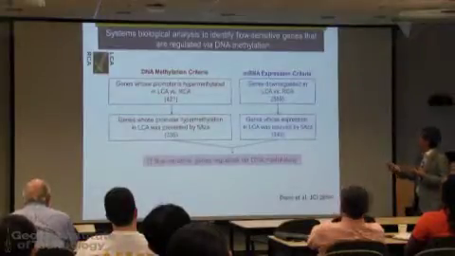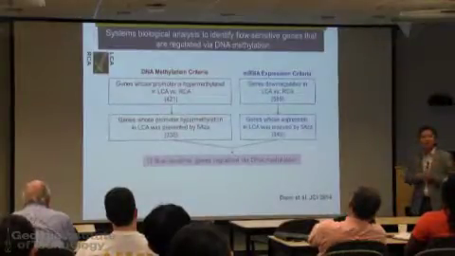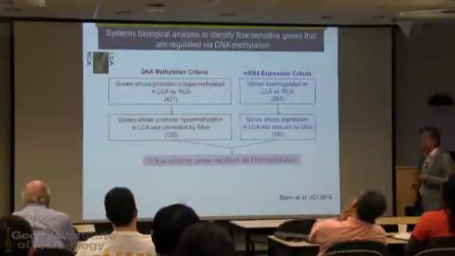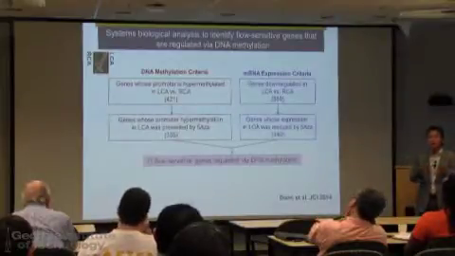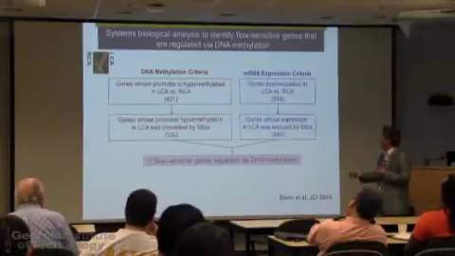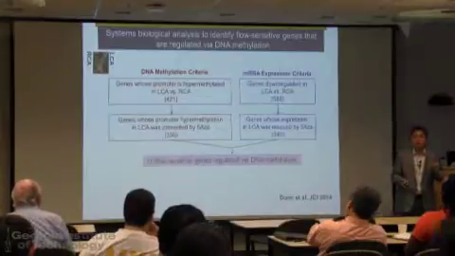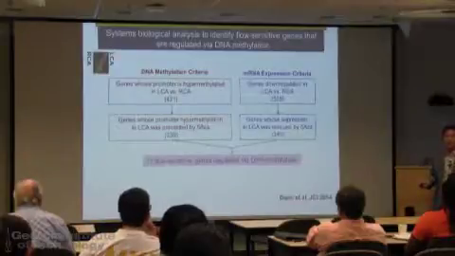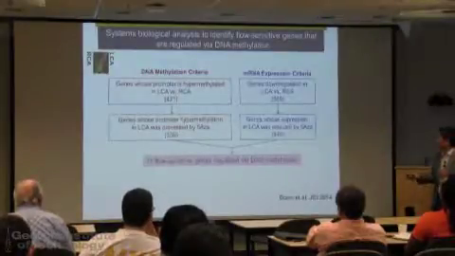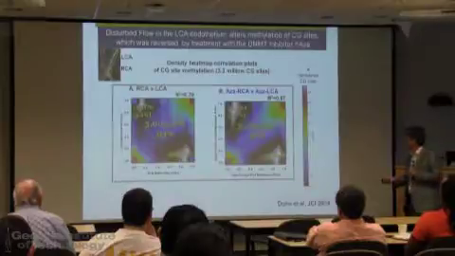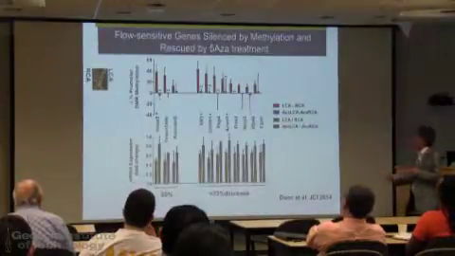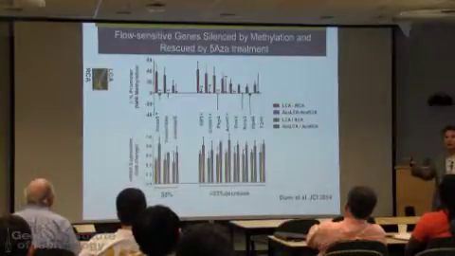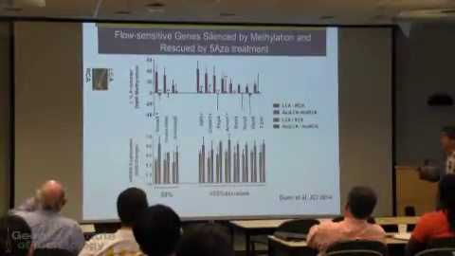So by going through this systematic systems biological approaches, we then were able to find some genes. Actually, we were surprised that we only found 11 flow-sensitive genes that are regulated in this manner by DNA methylation and gene expression pattern in a 5-ASA dependent manner. And these are shown in here. So these were the 11 genes that we identified from a genome-wide, completely unbiased approaches.